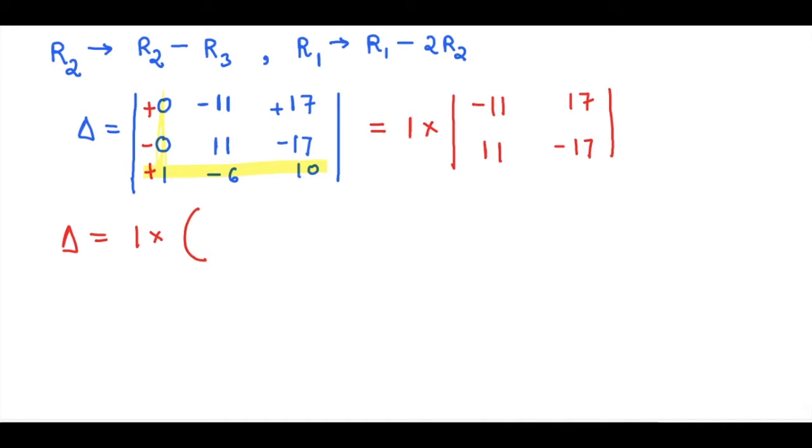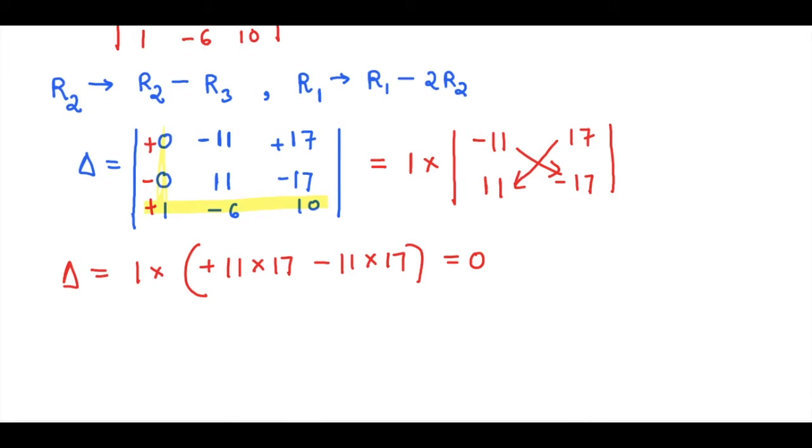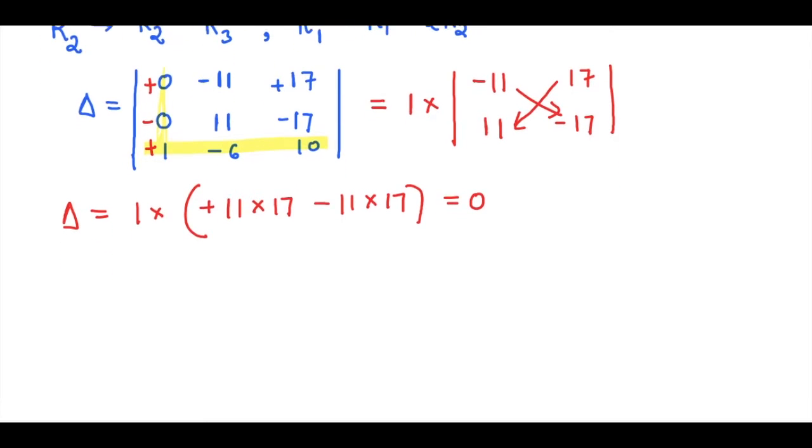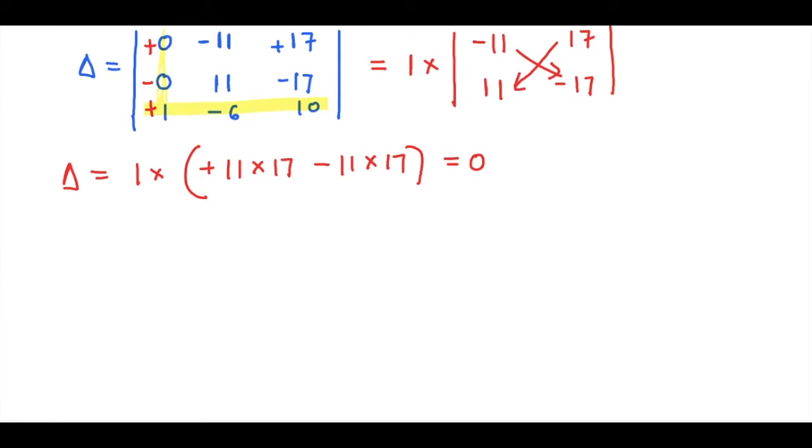minus 11 minus 17 is plus 11 into 17. We will not calculate it finally. Then minus, we have multiplied this, then we will multiply this and then subtract them. So minus 11 into 17, its value will be 0. So here del, now here we have got del is equal to 0.